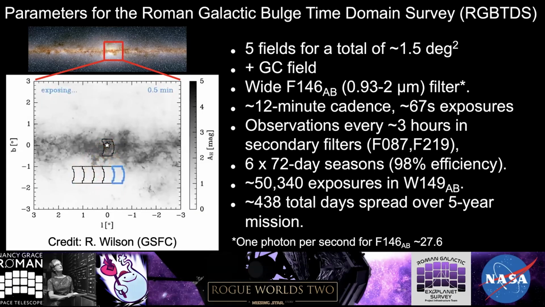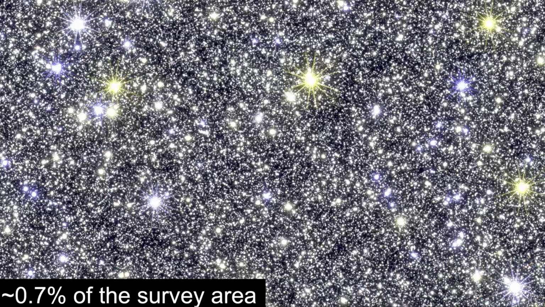seasons, 3 in the beginning and 3 at the end of the 5-year mission. Those will have about 98% efficiency. There'll be some time for momentum dumps and supernova observations and things like that. There's going to be a total of about 50,000 exposures in the wide filter, again, over that 438 days. This will be one of the longest exposures of the sky ever taken in these wavelengths.